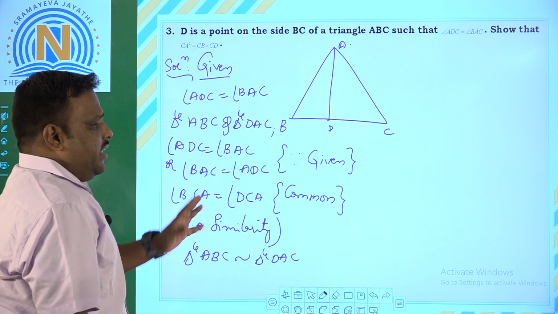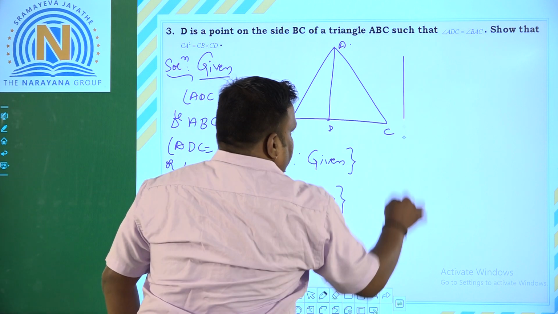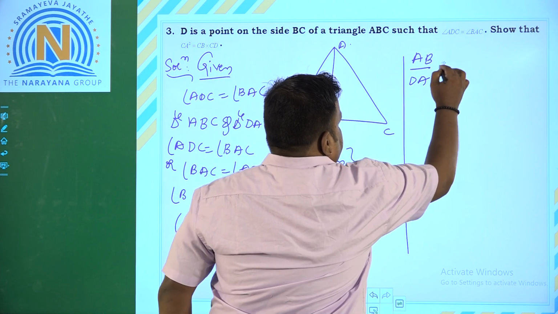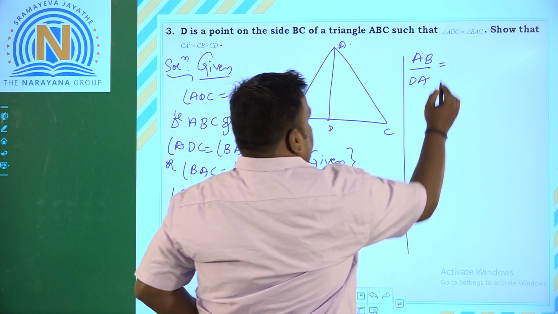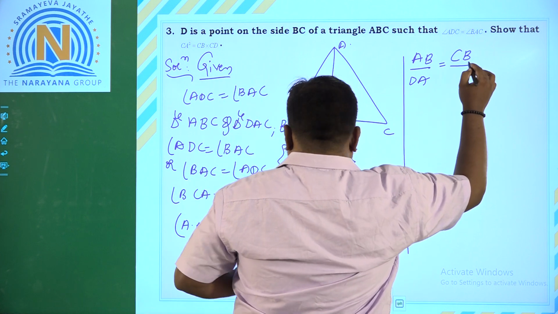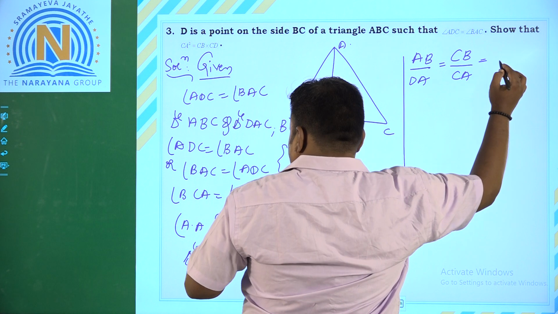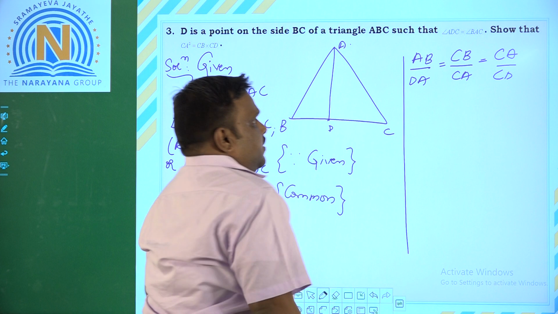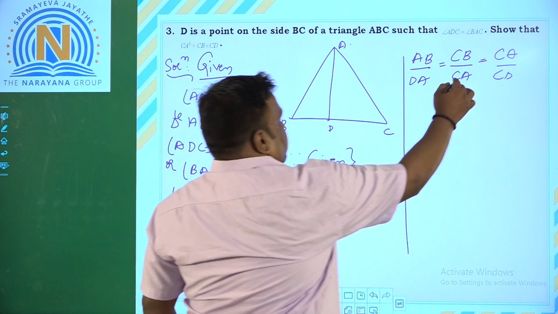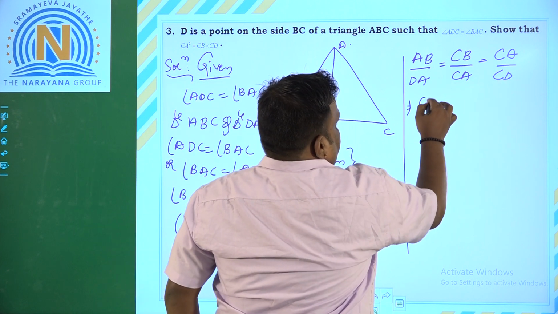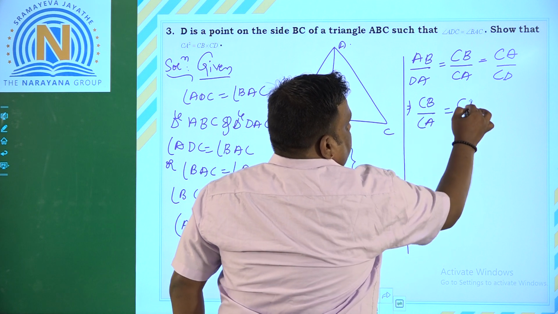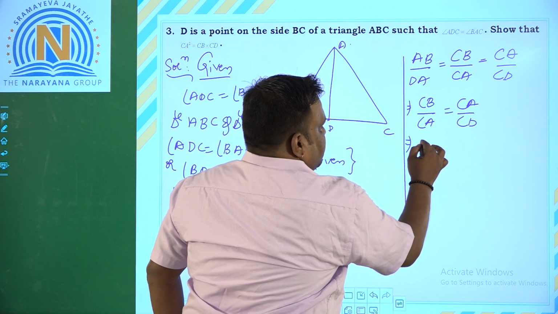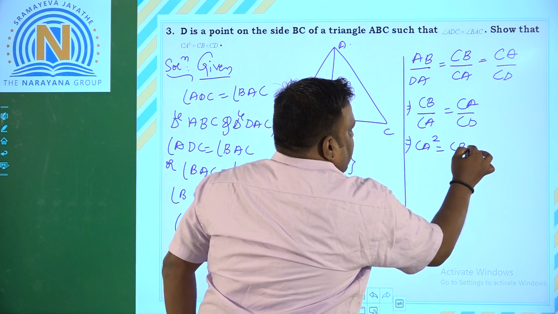Now if triangles are similar, the ratios of the sides are proportional. So what can I write according to this? I can write AB by DA is equal to CB by CA is equal to CA by CD, right? Now let us concentrate on these two clearly. That is CB by CA is equal to CA by CD. Cross multiply. So what will I be left with now? CA square is equal to CB into CD.